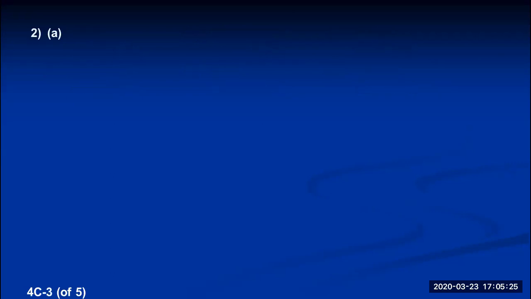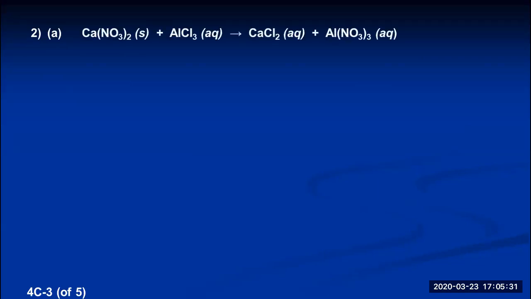A is the reaction between solutions of calcium nitrate and aluminum chloride. If we switch the partners, we would get calcium chloride produced, CaCl2, and aluminum nitrate produced, Al(NO3)3. The solubility rules are what's going to tell us if a reaction occurs.